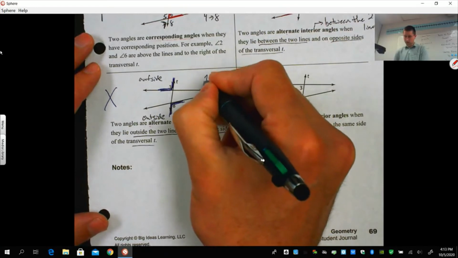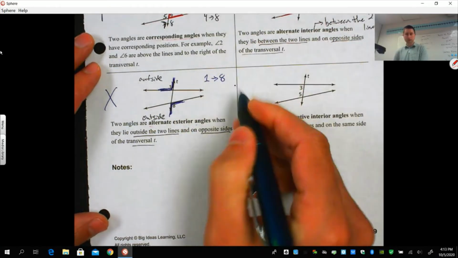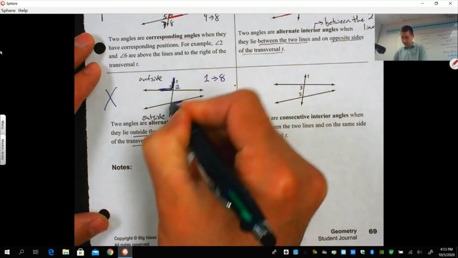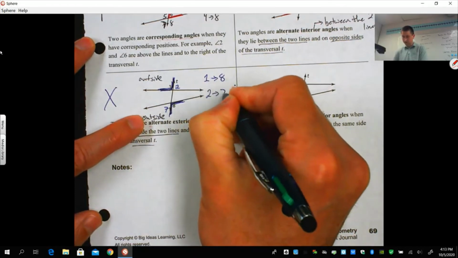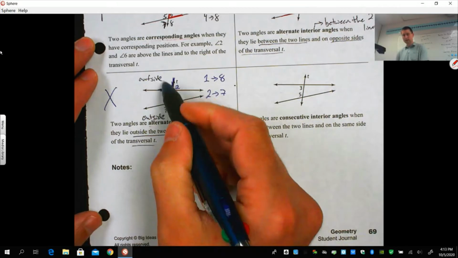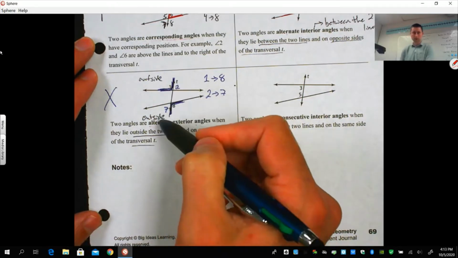So we know angle 1 would be an alternate exterior with angle 8. If I put a 2 and a 7 in there, those are on different sides. 2 would go with 7. Okay, so 1 and 8 go together, 2 and 7 go together.